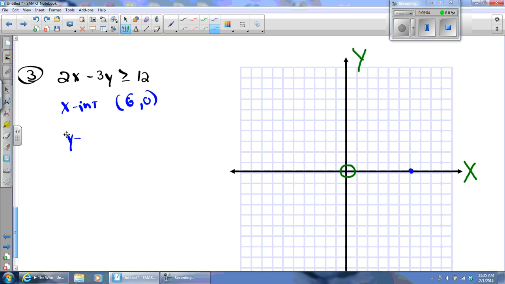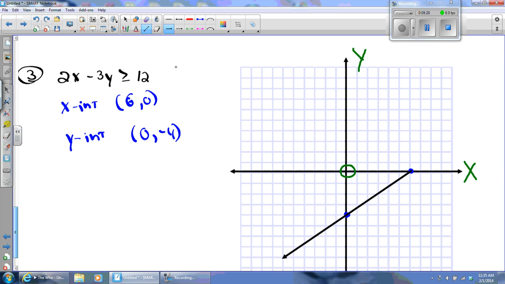Y-intercept is going to be 0, negative 4. 1, 2, 3, 4. Okay, it's going to be a solid line. How do I know that? Because it's equal to. And now I'll have to pick my test point to see which side of the line I should shade.